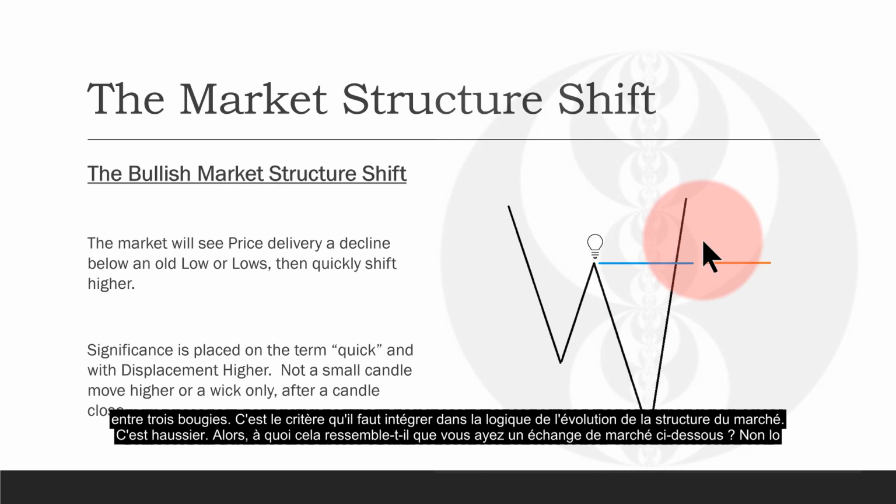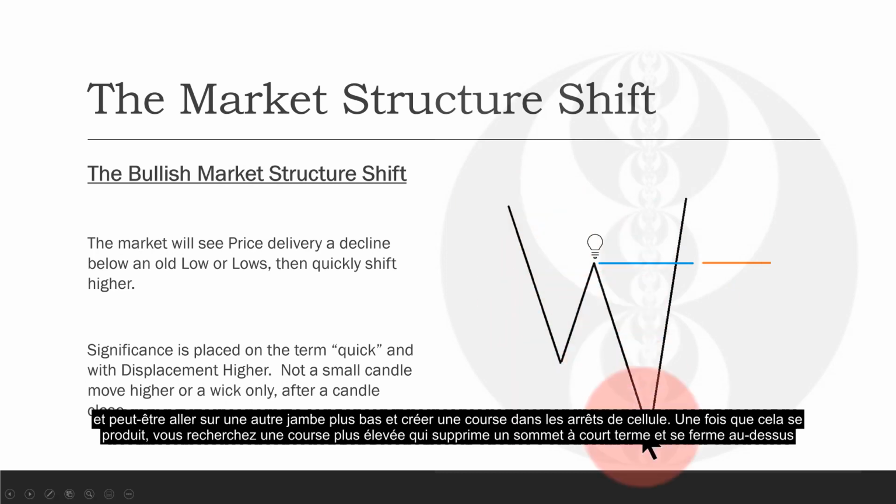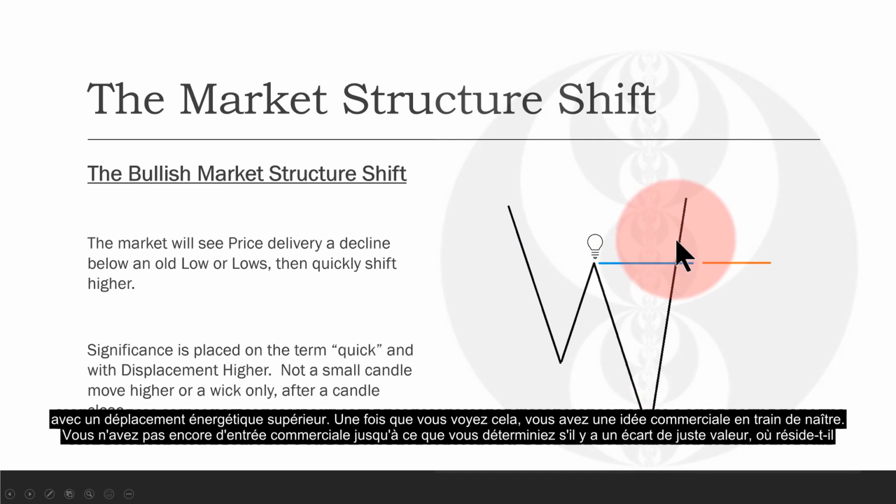So what does that look like? You have a market trade below an old low and maybe go another leg lower and create a run into sell stops. Once that occurs, then you're looking for a run higher that takes out a short-term high and it closes above it with an energetic displacement higher. Once you see that, then you have a trade idea being birthed. You don't have a trade entry yet until you determine if it has a fair value gap.